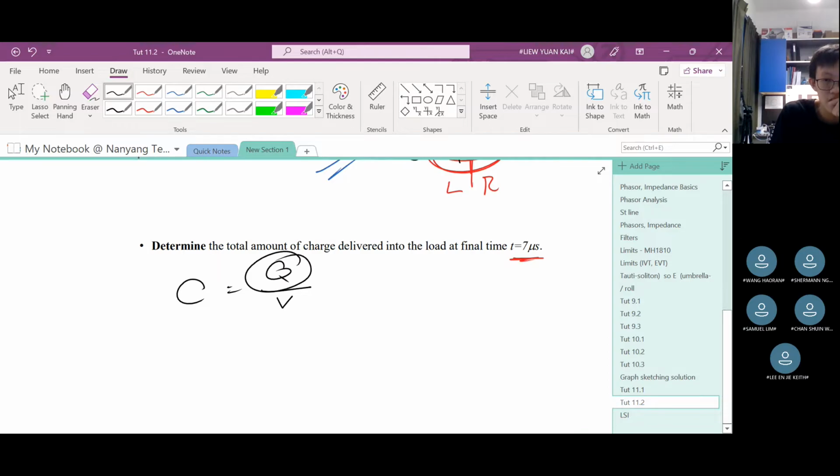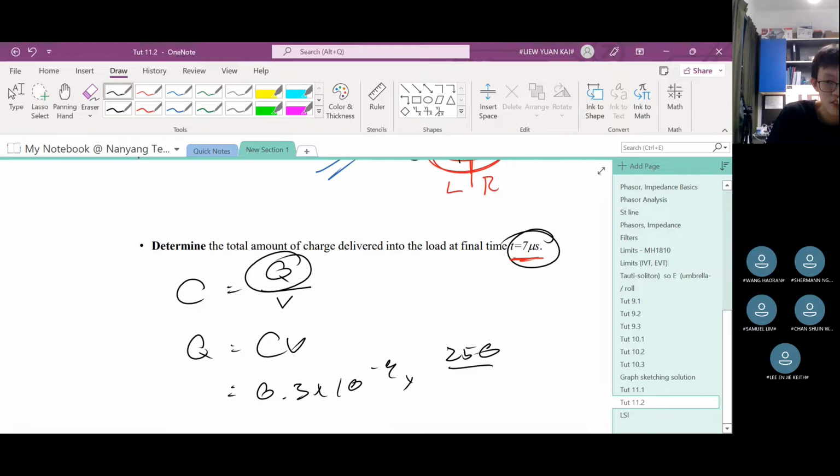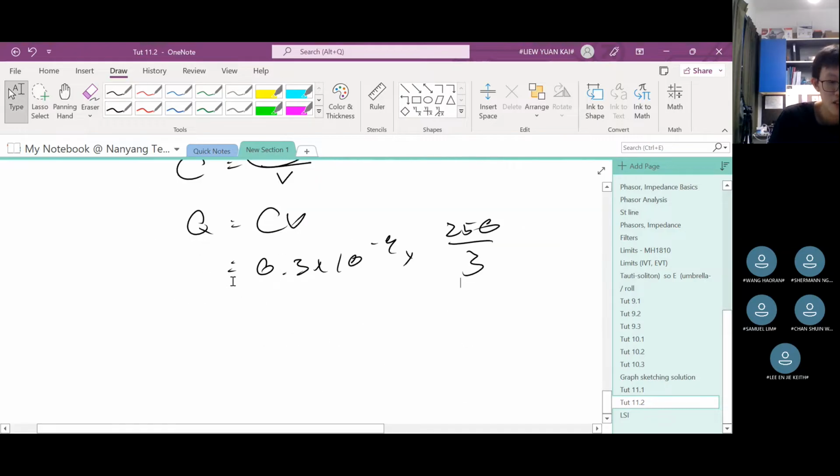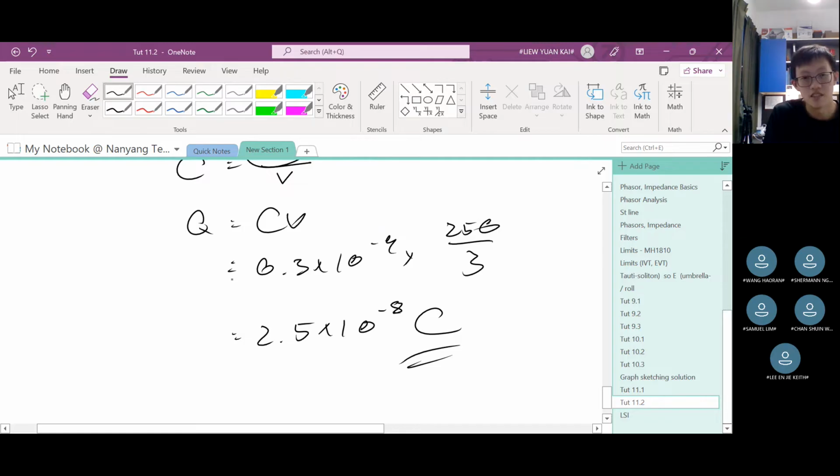So charge is given by Q. Then we plug in the numbers. And then by the time you reach 7 microseconds, you will get 250 over 3, which is what we calculated just now, which is this in coulombs. Okay, so that is your final charge. And we are done.